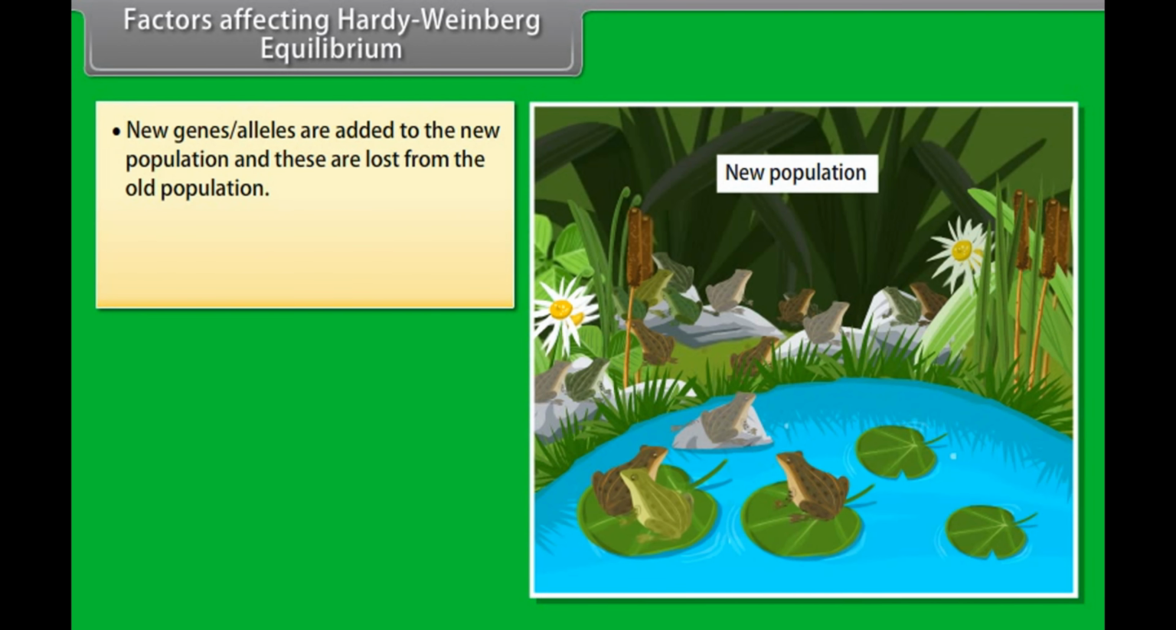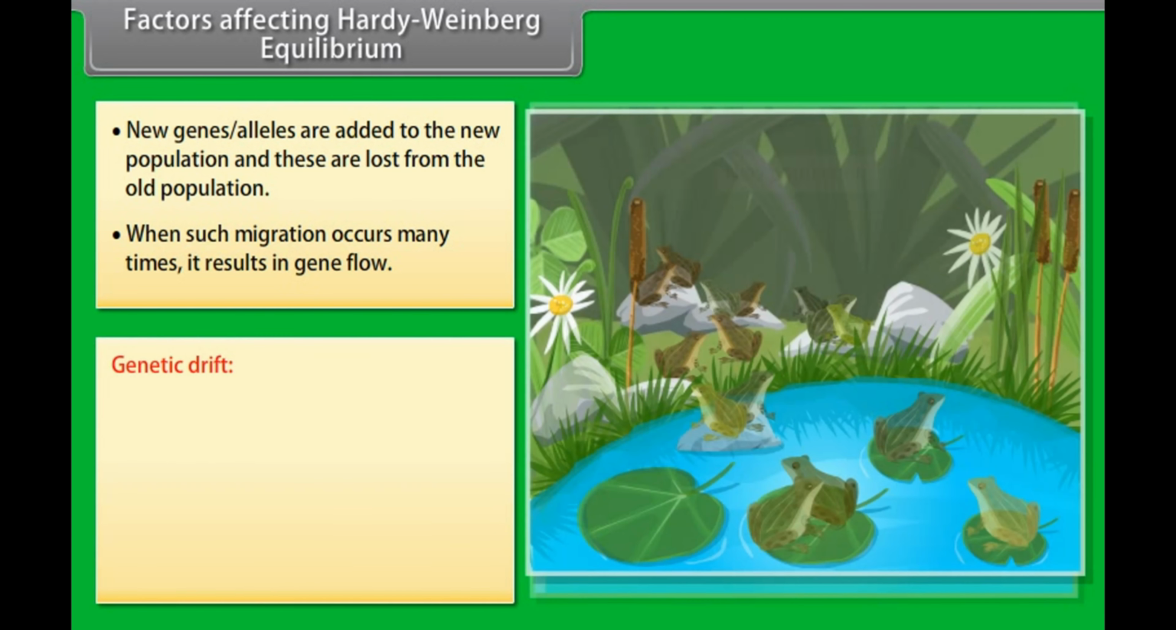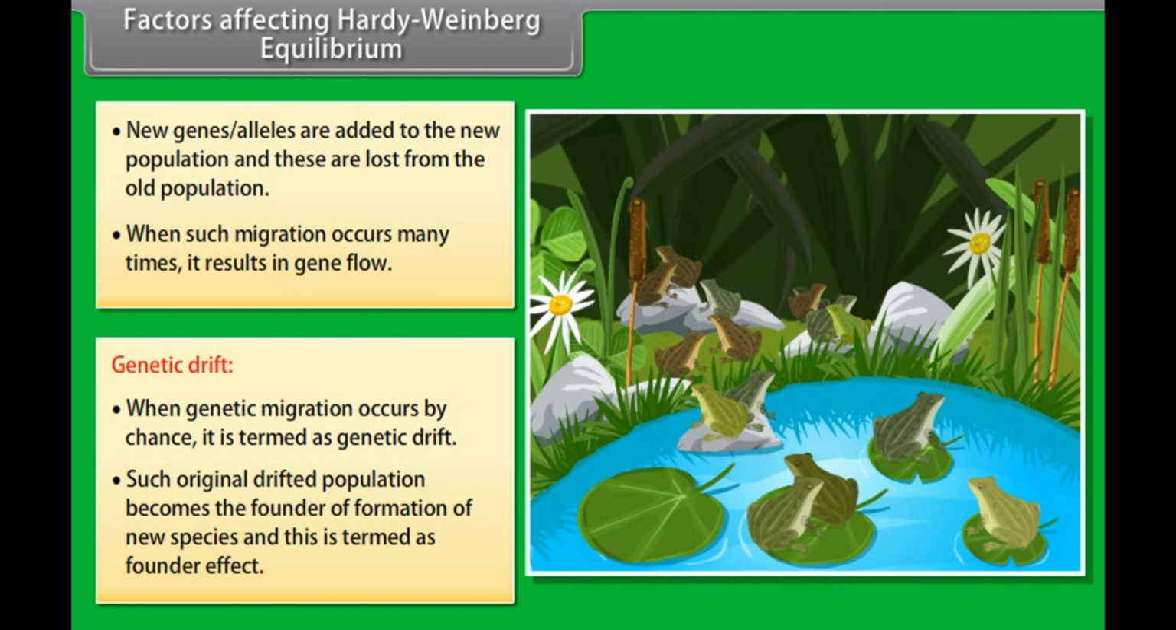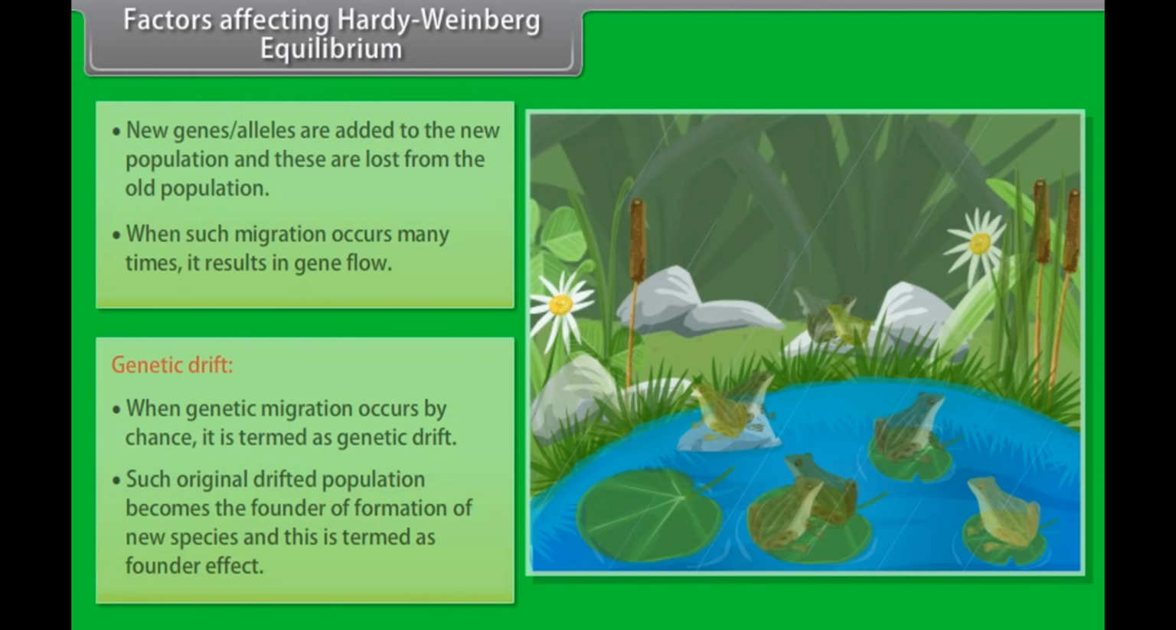New genes, alleles, are added to the new population and these are lost from the old population. When such migration occurs many times, it results in gene flow. Genetic drift. When genetic migration occurs by chance, it is termed as genetic drift. Such original drifted population becomes the founder of formation of new species, and this is termed as founder effect.